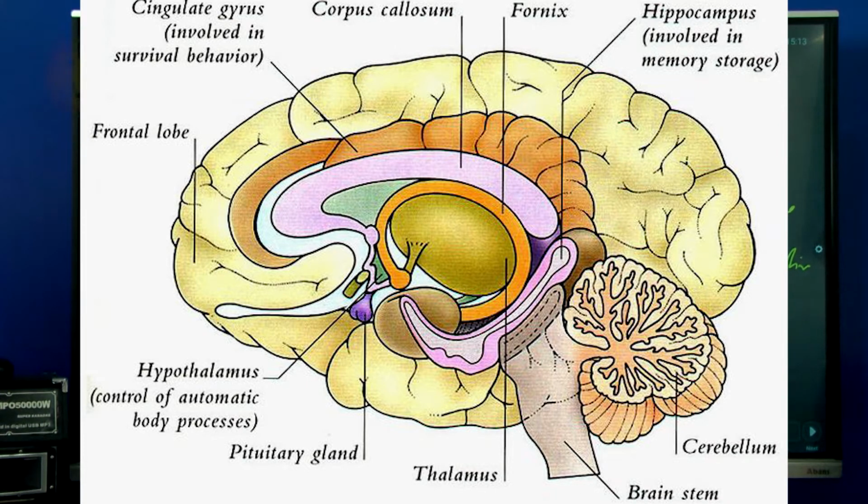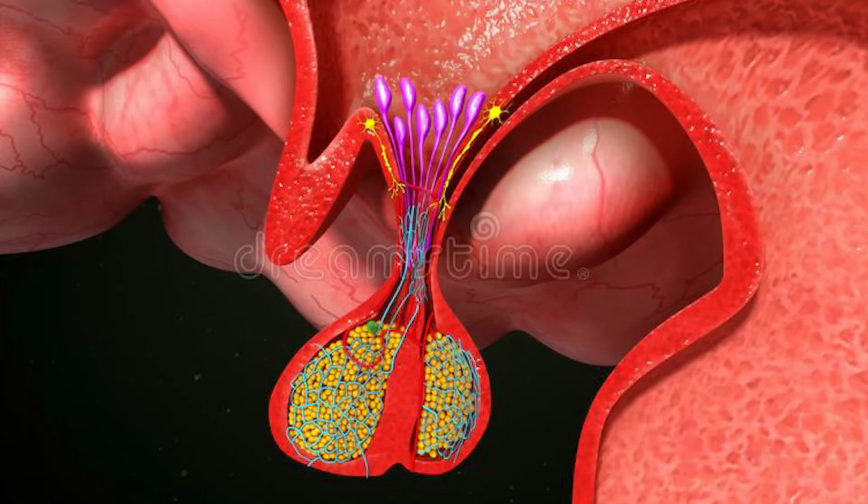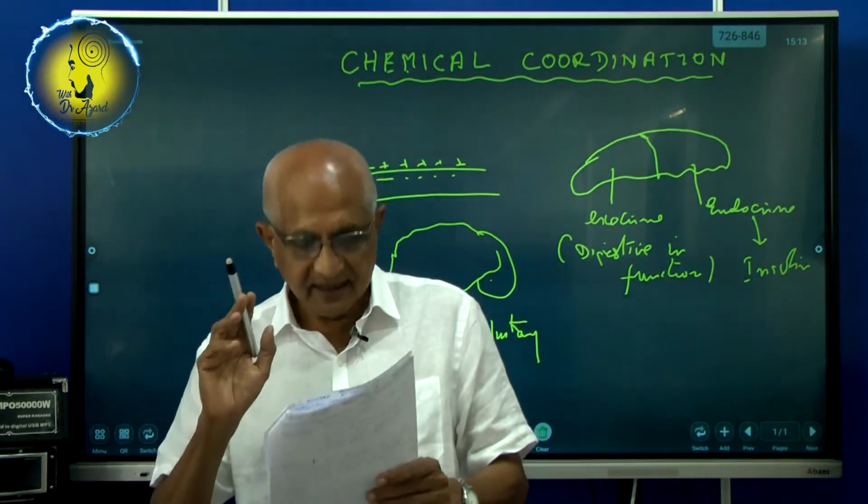Pituitary. Now, where do we find the pituitary? If we take the brain, the pituitary is at the base of the brain. So here is the pituitary. Now, a lot of these chemicals are controlled by the pituitary gland.